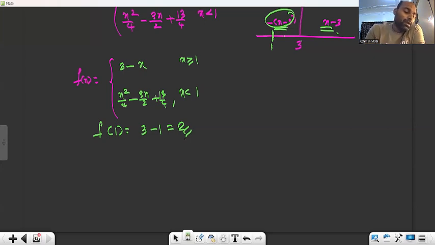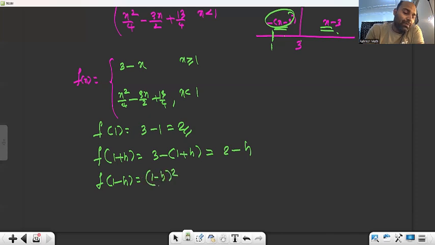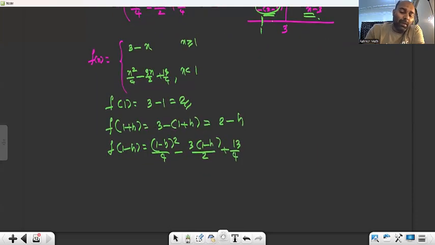Now, what is this one? f of 1 plus h is 3 minus of 1 plus h, so it will be 2 minus h. f of 1 minus h is 1 minus h whole square by 4, minus 3 into 1 minus h by 2, plus 13 by 4. So for simplification, I'm doing the LCM together. Here we can multiply by 2.